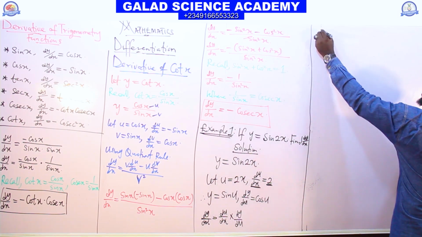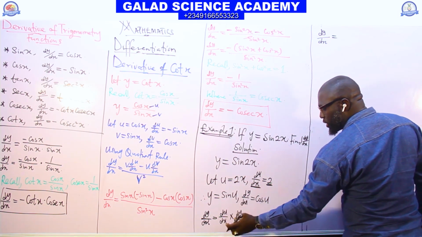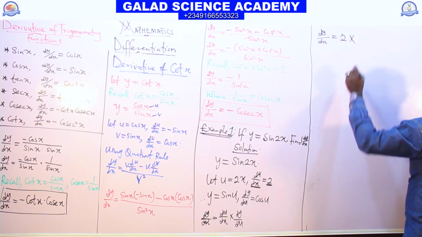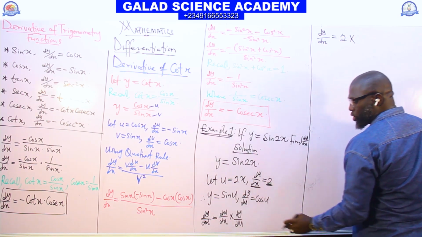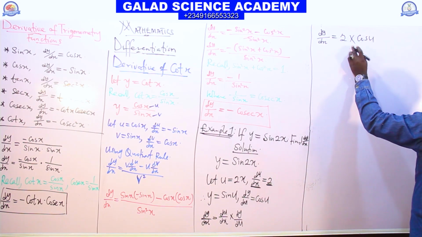We now have dy/dx will be equal to du/dx, which is 2, multiplied by dy/du. What is dy/du? dy/du is cos u. So we have 2 multiplied by cos u.